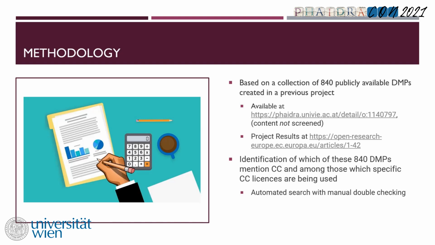So we took all the data management plans. We looked at, are these really data management plans? Are they really public? And then we put them on the repository. This was a separate study, and the results are reported in another publication. But what I did is I took this collection and I analyzed what people are saying about Creative Commons licenses within this collection. I did this automatically first, and then I did a manual double checking.